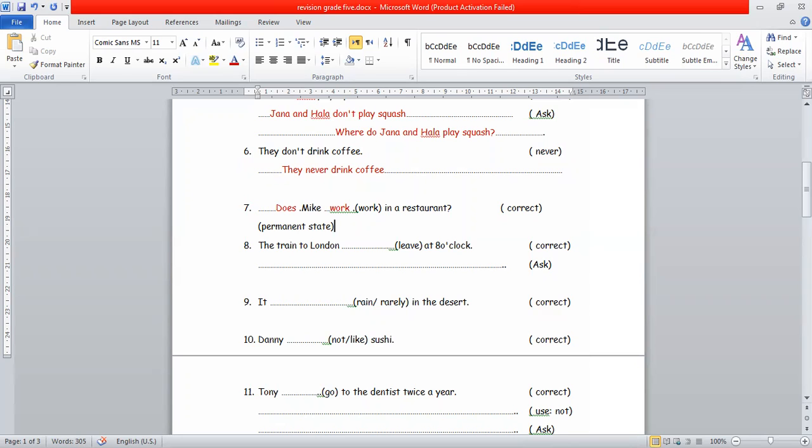For example, my father works in a bank. We won't find him tomorrow working as a teacher, or a doctor. Do you understand what permanent state means? Yes. So permanent state means this thing is stable, it doesn't change. You got it, boys and girls? Yes. Okay. Very good. Now let's move to the next one.